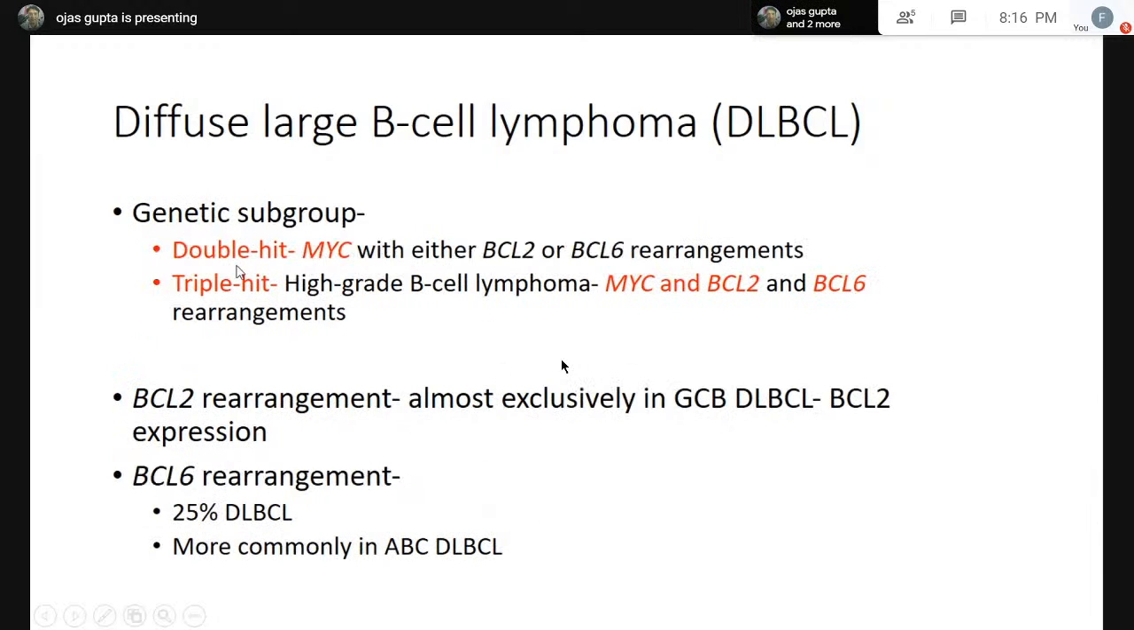Now coming to the genetic subgroup, they can be double hit when either BCL2 or BCL6 rearrangements are present along with MYC. They can be triple hit also when there will be MYC with BCL2 and BCL6 rearrangement. So BCL2 rearrangement is almost exclusively seen in GCB type DLBCL, and BCL6 rearrangement is seen in around 25% of the DLBCL, and it is more commonly associated with activated B cell type phenotype.